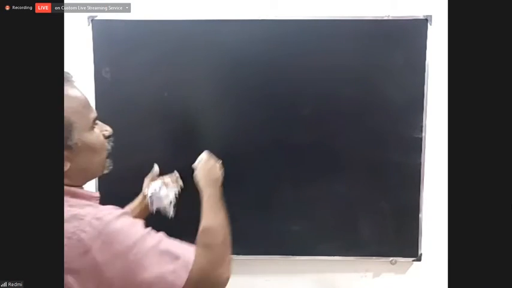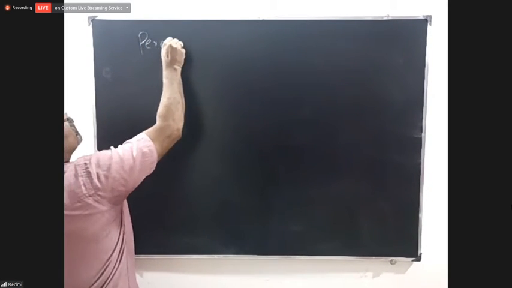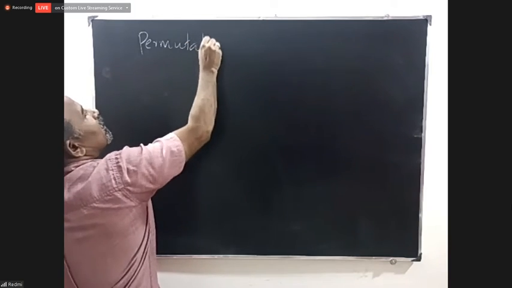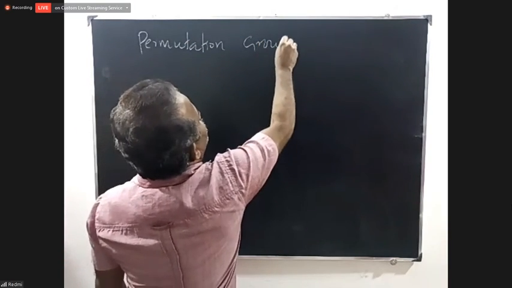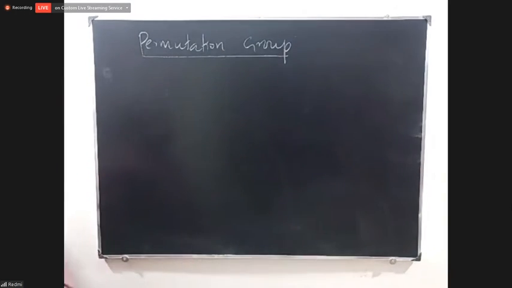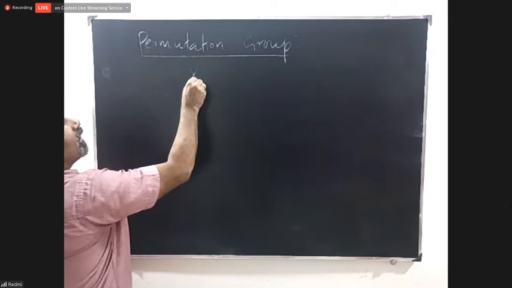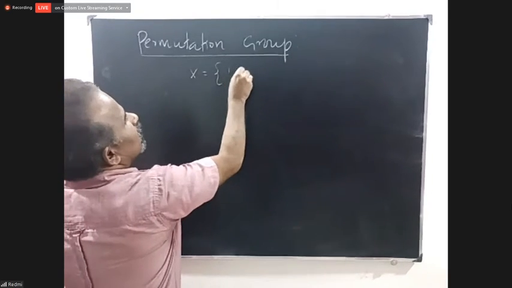Then the sixth root of unity, if I go there, it will take time. The important group I am going to discuss is the permutation group. That is the most important group. This is called the permutation group. Permutation in the sense, you consider a set X equal to 1, 2, 3.